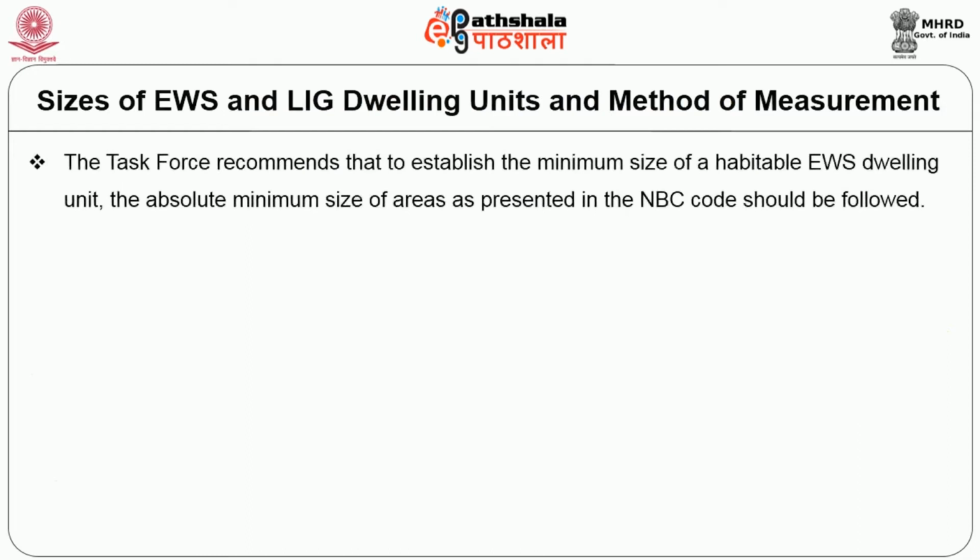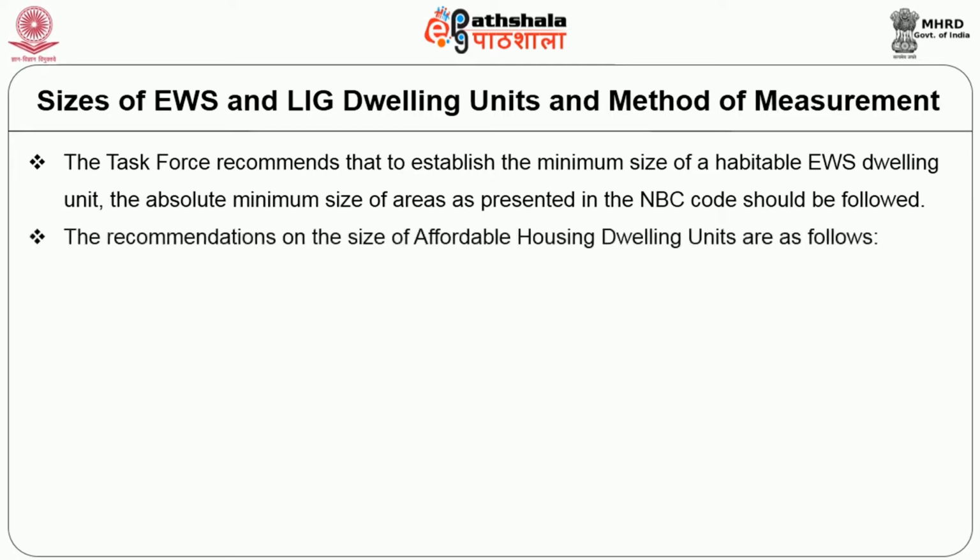The recommendation for EWS and LIG we'll see now. Size of EWS and LIG dwelling units and method of measurements. The task force recommends that to establish the minimum size of a habitable EWS dwelling unit, the absolute minimum size of area as presented in the NBC, that is the National Building Code, should be followed. The recommendations on the size of affordable housing dwelling units are as follows.